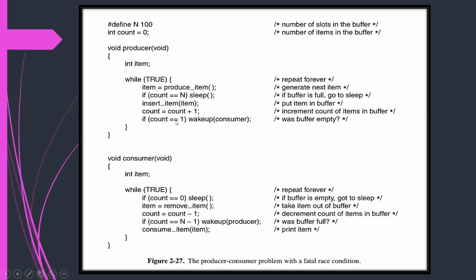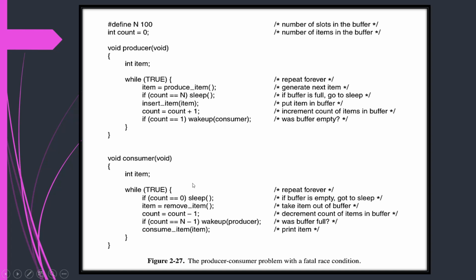Okay, so I already said in the previous slide, even the consumer can have the chance, if there is a single item in the buffer, the consumer can have the chance for waking up. So if count is equal to 1, definitely we are going to wake up the consumer. This is the process of the producer.